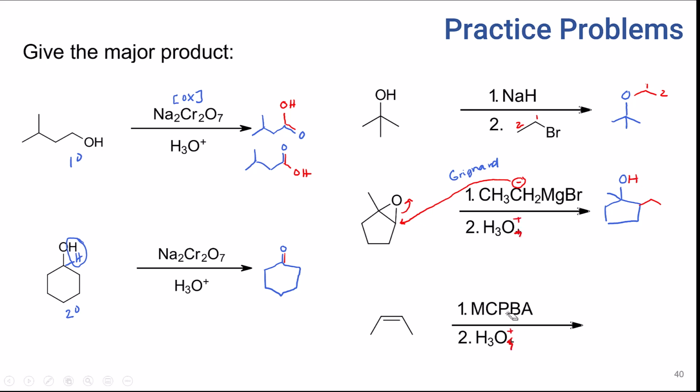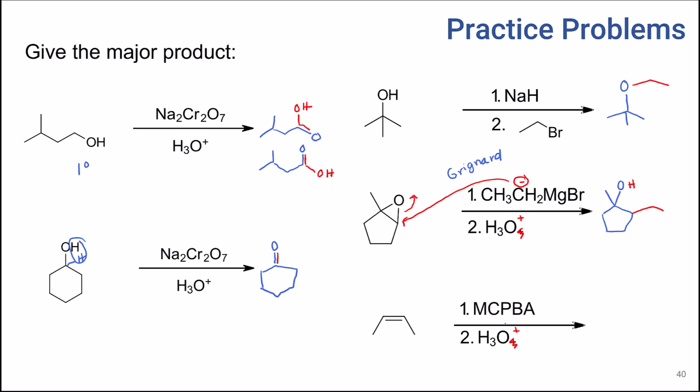And then with mCPBA, that's going to form the epoxide. We get the addition of acid and water. So when we have this mCPBA, that's going to form the epoxide. If you want to put the intermediate here, you can. And the acid and water will open up to give us a trans diol.